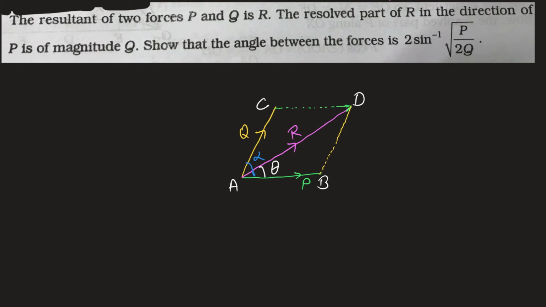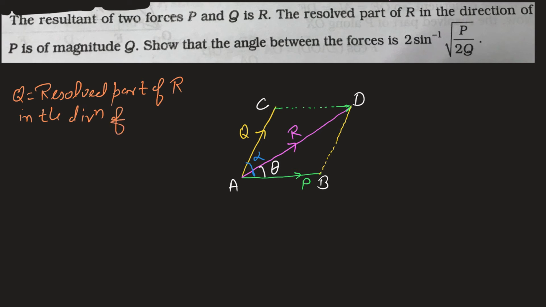Okay. Now, as given in the question, the resolved part of R in the direction of P is of magnitude Q. So if I write Q is equal to the resolved part of R in the direction of P, that is along the AB direction.